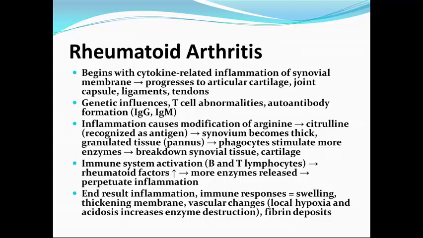So with this immune system activation and the release of the rheumatoid factors, even more enzymes are being released, and this then continues to perpetuate this inflammatory response. The end result of the inflammation and the immune responses include swelling, thickening of the articular membranes, vascular changes due to both local hypoxia as well as acidosis, which then increases additional enzyme destruction. If you take that all the way to the end, then you would have the development of fibrin and fibrous tissue as well.